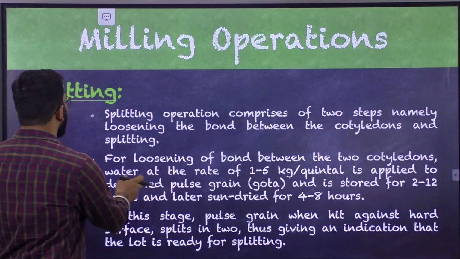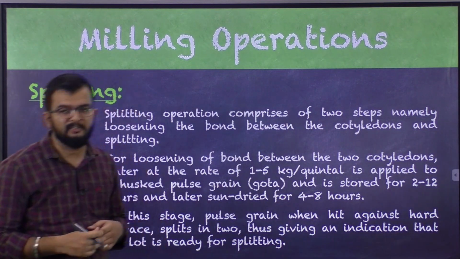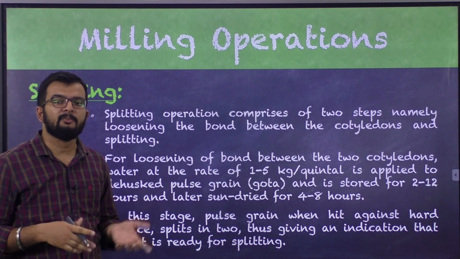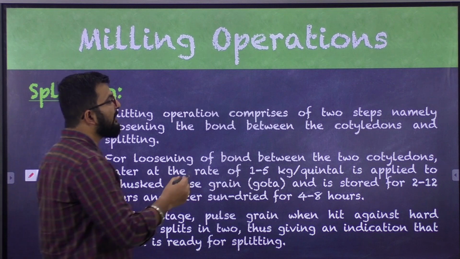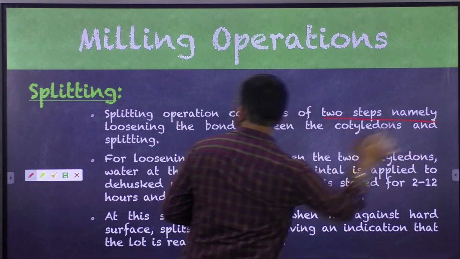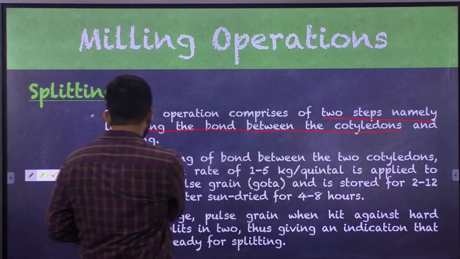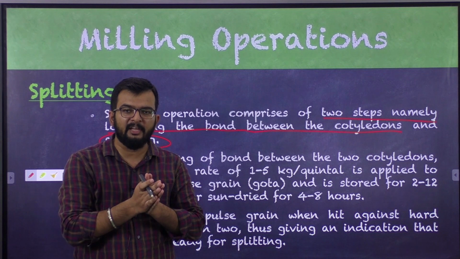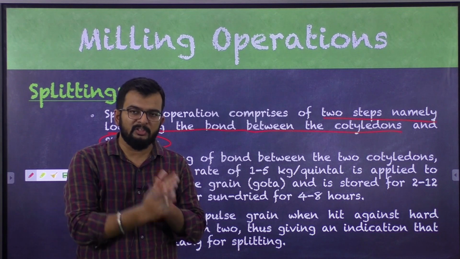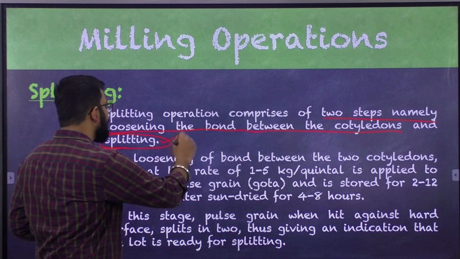Then we have splitting. After your hull or husk has been removed from the pulse grain, you will go for splitting of the cotyledon into 2 parts. The splitting operation comprises 2 steps, namely loosening the bond between the cotyledons and then splitting. First, your cotyledons are bonded together, so the first step is to loosen that bond, and the second step is to split it.